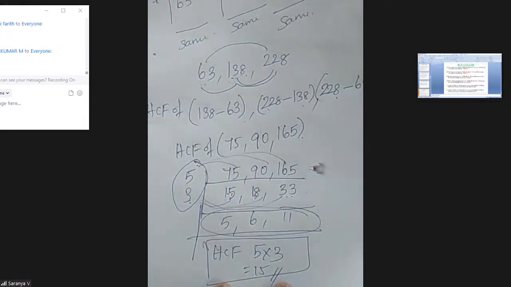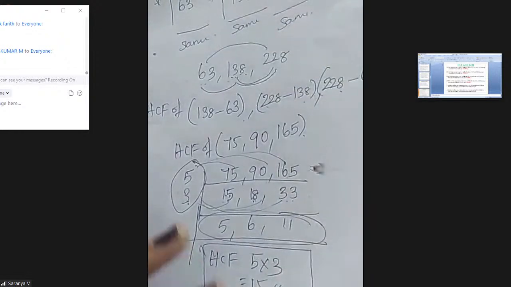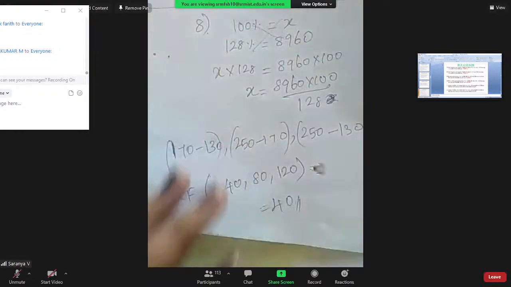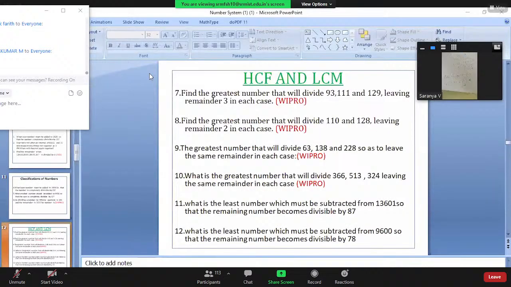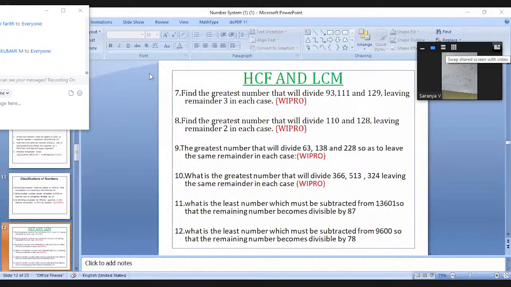Okay, read the next question. What is the greatest number that will divide 366, 513, 324 and leave the same remainder in each case? Try this question. Question number 10. That is also one of the placement questions.